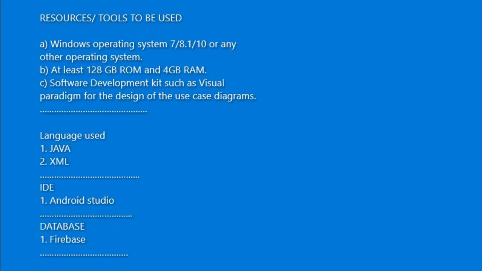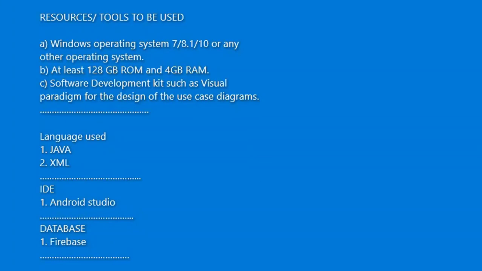Well, from the above, we'll be using an operating system. The software development kit will be Visual Paradigm for the design and use cases. Languages will be Java and XML. The IDE will be Android Studio. For the database we will use Firebase. And so through this we'll develop our system.